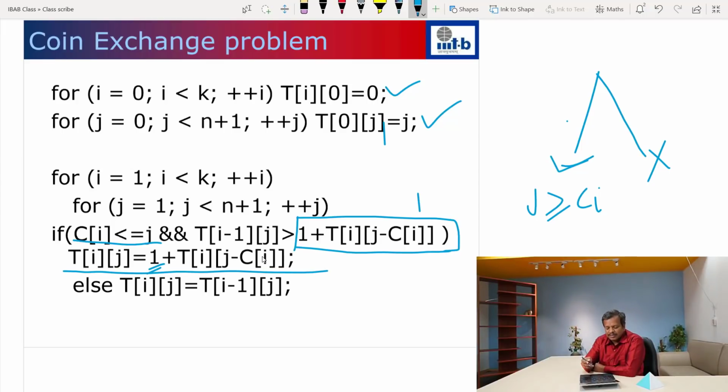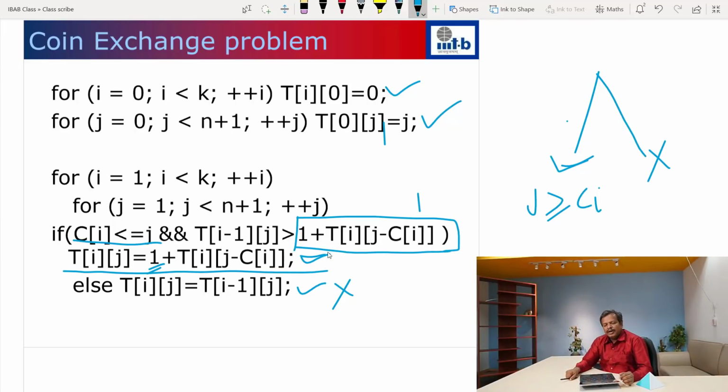If T of I minus 1 comma j itself is smaller than 1 plus T of I comma j minus c of I, then we will do this, right? So this corresponds to the option where I am not using the ith coin. This corresponds to the option when I am using the ith coin. So we said that we will consider two options.